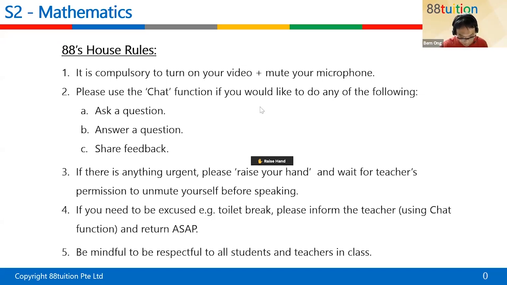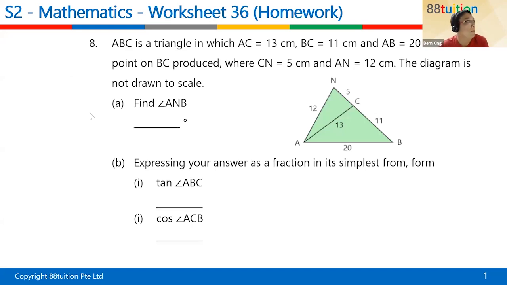So let's go into this portion, which is your homework from previous week. Can we just quickly run through these questions? Let's go. ABC is a triangle. AC is 13. Children, always read the paragraph and look at the diagram. BC is 11. AB is 20. N is a point on BC produced.